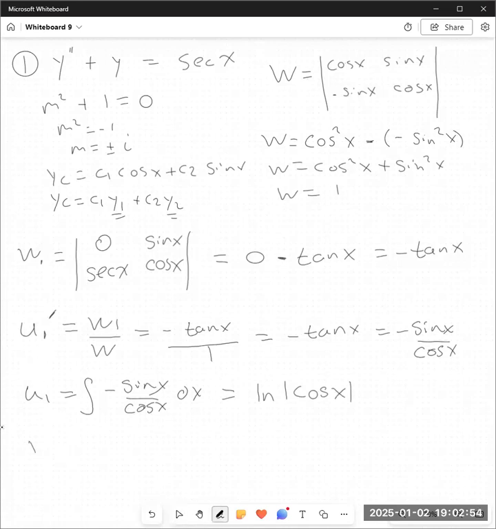Now I'm going to find w2, and I'm going to leave the first column alone: cosine x, negative sine x. Put my function in column 2 like that. Cosine times secant, they're reciprocals, so that's 1 minus 0, so that's 1.